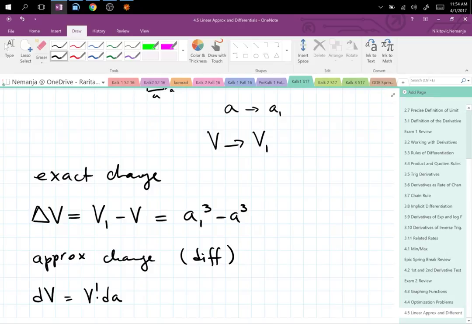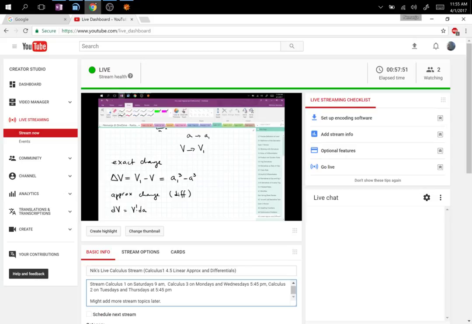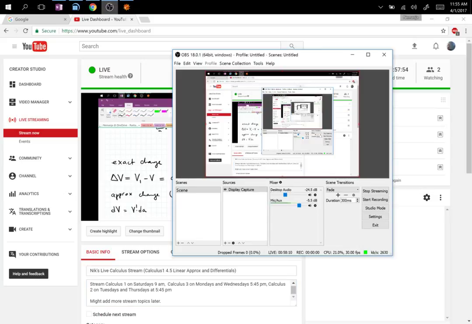Okay, great. So that takes care of linearization and differentials. We are going to stop the stream and redo this. One more section, it's short, and then we'll do other stuff later.